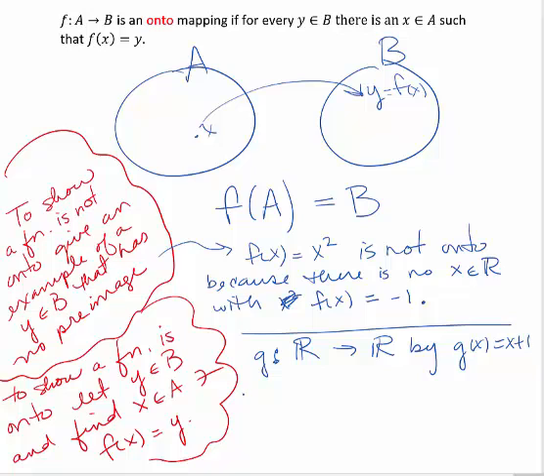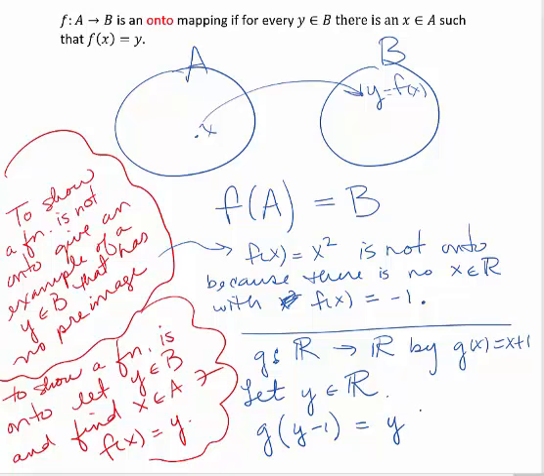G is onto. I want to prove it's onto. So you always do the same thing, no matter what class you're in, and no matter how high a level. You want to show that a function is onto, you let y be in the second set, in this case R, and we want to find an x. Well, g of y minus 1 is equal to y minus 1 plus 1.